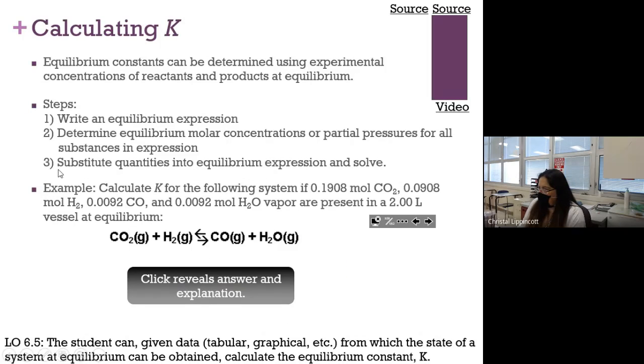All right, calculating K. We've got equilibrium constants. We're going to write an equilibrium expression here, determine the molar concentrations, and then substitute in those quantities. So calculate K for the following systems, and then try to figure out what your value is here.